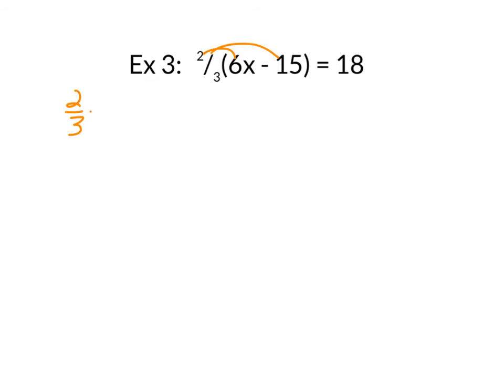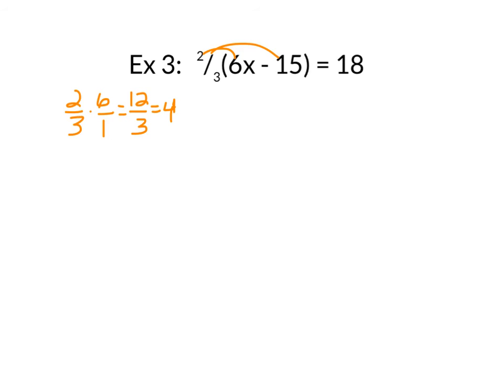So I need to multiply 2/3 times 6. So I'm going to make it 6/1. And then all I do is multiply straight across, which is 12/3. And then you can divide that. 12 divided by 3 is 4.